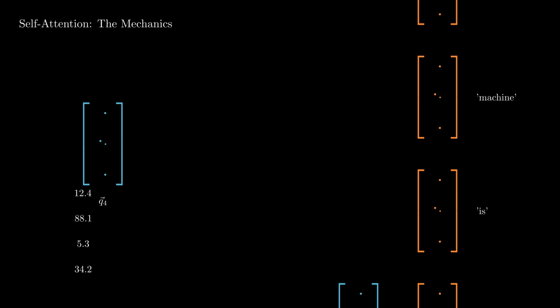Next, it repeats the process. The query from thinking is compared with the key from machine. This gives us our second score. Notice this score is much higher. Intuitively, this makes sense. The concept of a machine is highly relevant to the act of thinking in this context. The process continues for every word in the sentence. Q4 is dotted with K3 for is. And finally, Q4 is dotted with its own key, K4, for thinking. A word always pays some attention to itself.